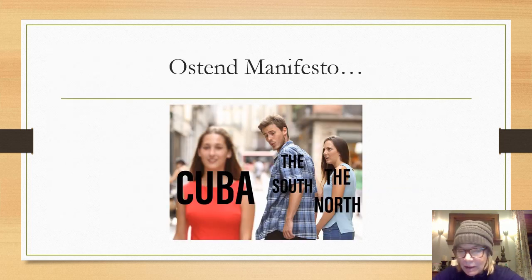Oh, maybe this is inappropriate, but you can look at the manifesto through this meme. I'll give you a minute. I'm not going to say anything.